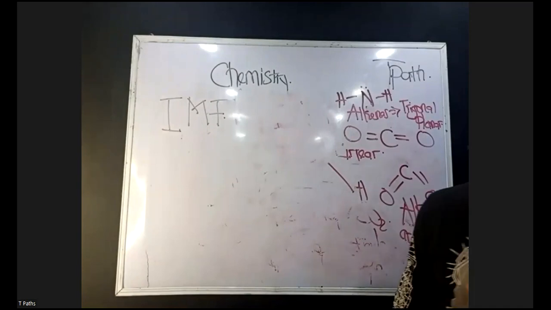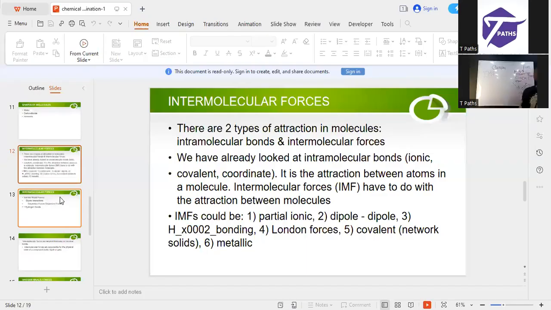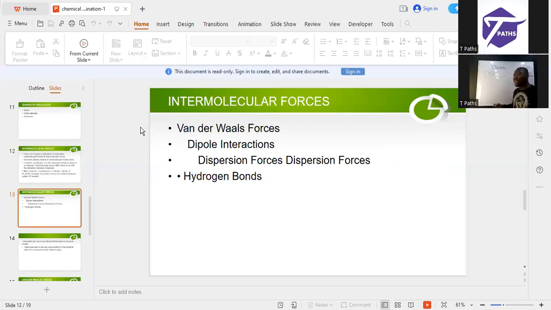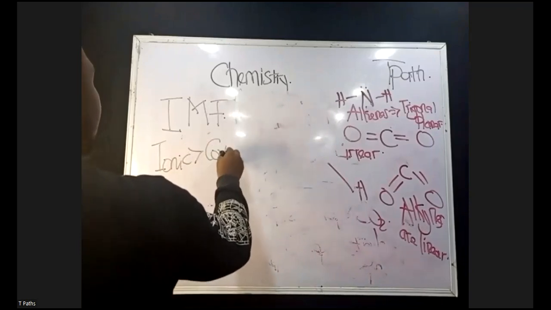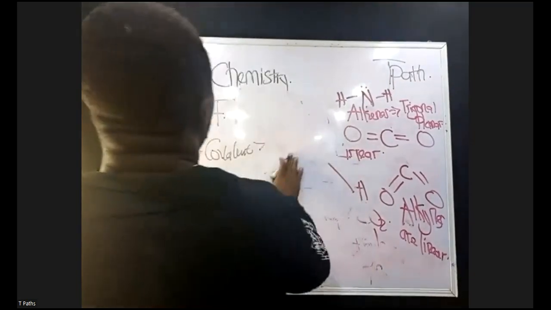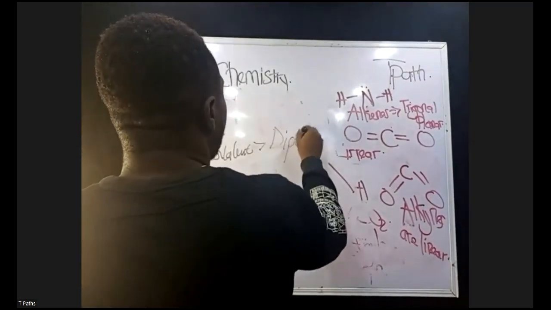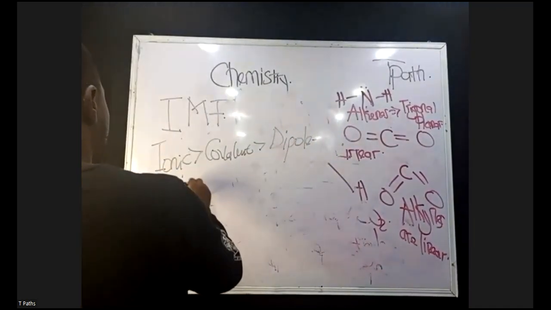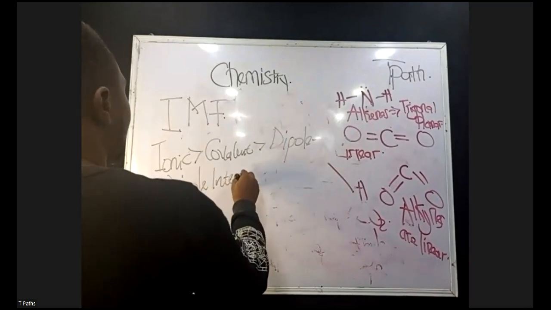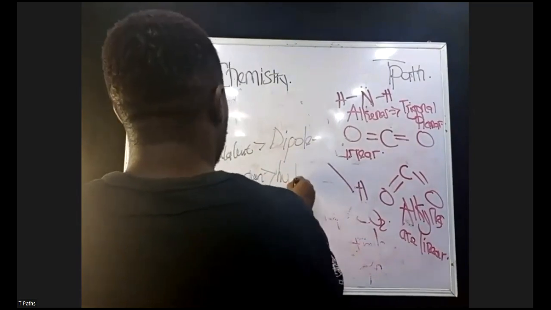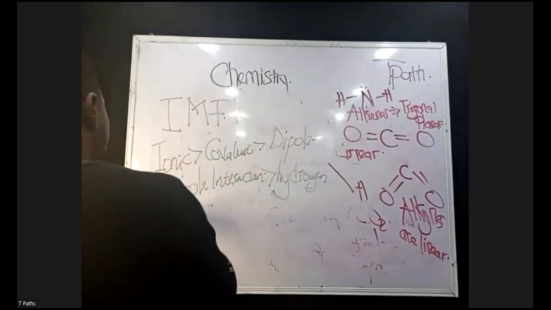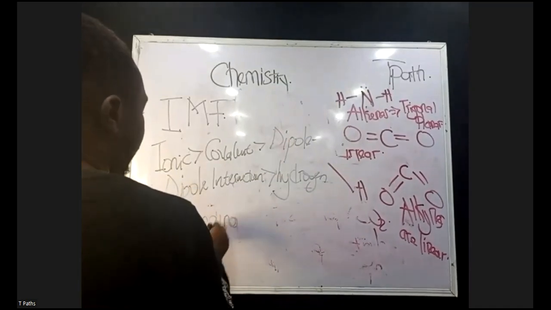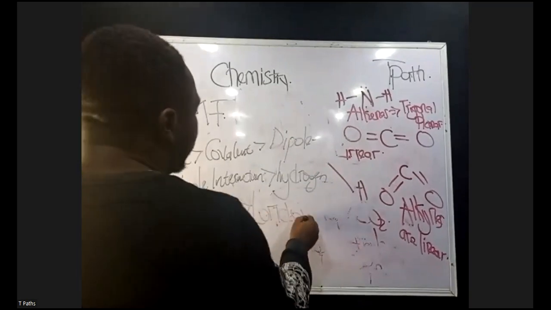We have van der Waals forces. But before that, intermolecular bonding is weaker than ionic or covalent bonding. That is very, very true. Guys, you need to know the trend. What is the trend of bonding? Ionic is greater than covalent. After covalent, we have dipole-dipole interaction. After that, hydrogen bonding. After hydrogen bonding, we have London forces, named after a man called Fritz London.